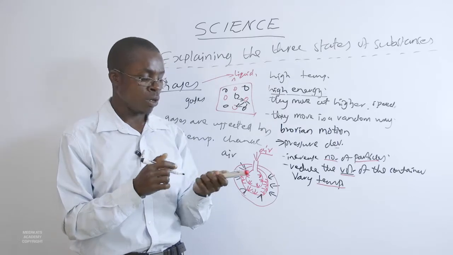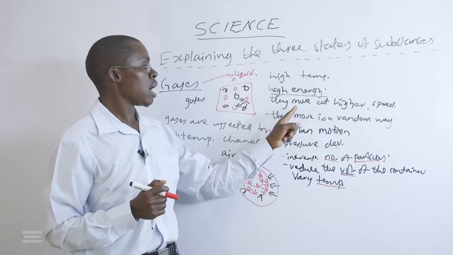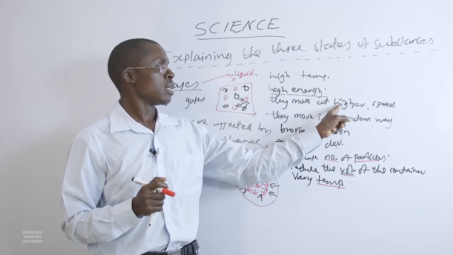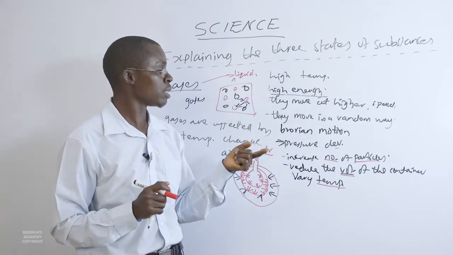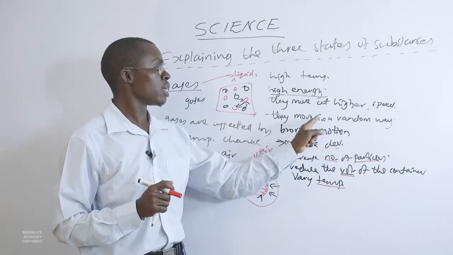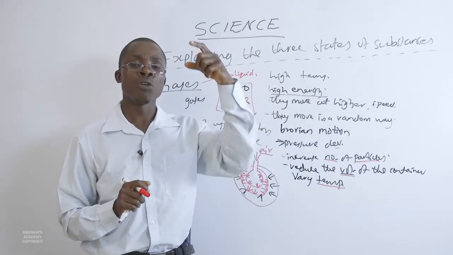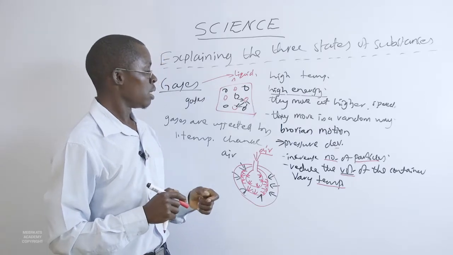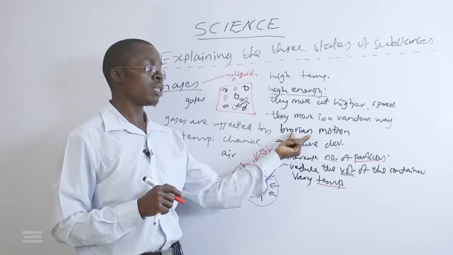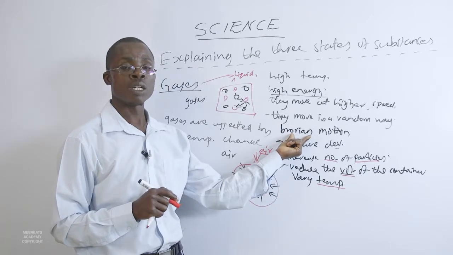In so doing, you will have confirmed that the particles in a gas are moving at a higher speed because the smell reaches the doorstep very fast, but also they are in a random motion because when you move from that point to maybe your bedroom, you will still get the smell. That shows that the movement is in a zigzag manner, or what we call Brownian motion.